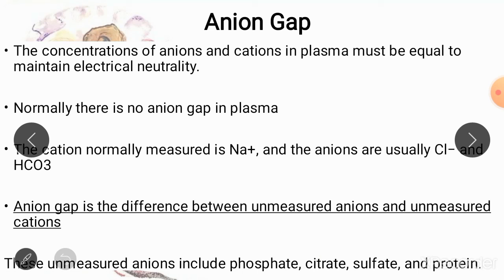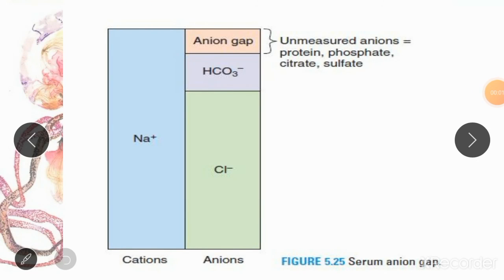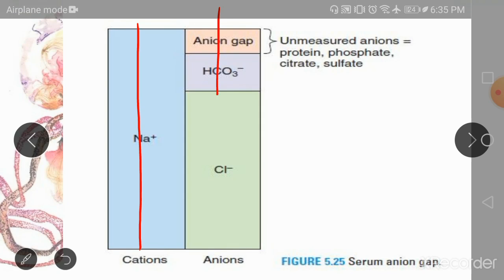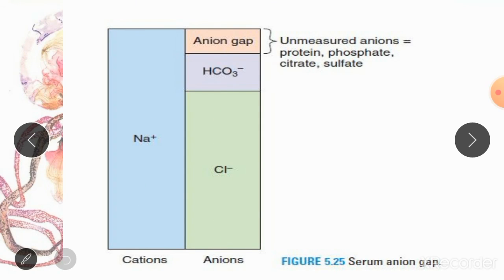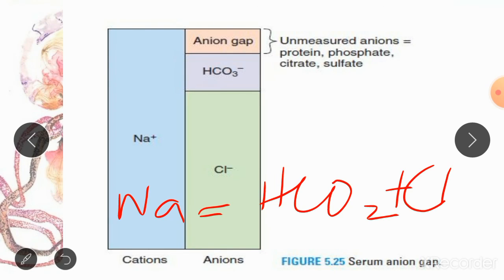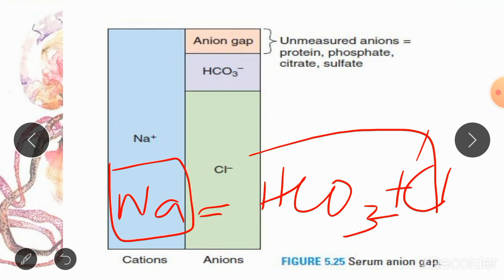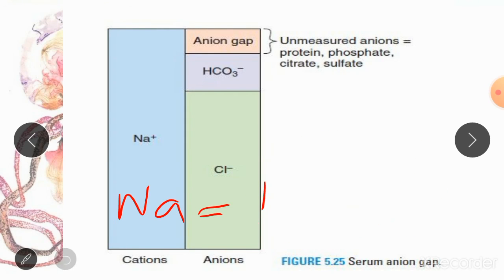Now let us discuss this with the help of a diagram. So as I mentioned before, in this figure you can see that the total number of positive ions must equal the total number of negative ions. But the positive ions which are calculated are only sodium, and negative ions which are calculated are chloride and bicarb. So this means that sodium must be equal to bicarb plus chloride. But when this was conducted, it was seen that the concentration of sodium was greater than the sum of bicarb and chloride, which led us to believe that there are some unmeasured organic acids which are also present in the plasma, and they constitute the anion gap.